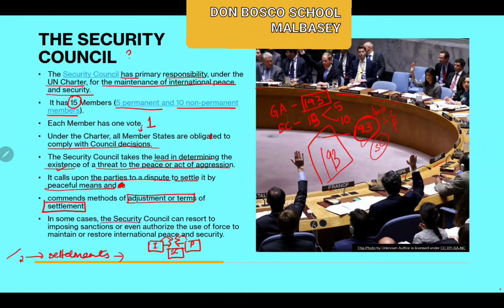In some cases, the Security Council can resort to imposing sanctions or even authorize the use of force to maintain and restore peace and security. So in other ways also, the Security Council can use force, and that particular organ can use force for maintaining peace and security. Means they can go for coercive methods to maintain peace and security.